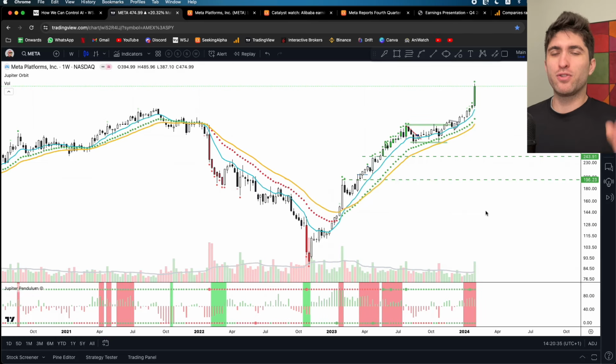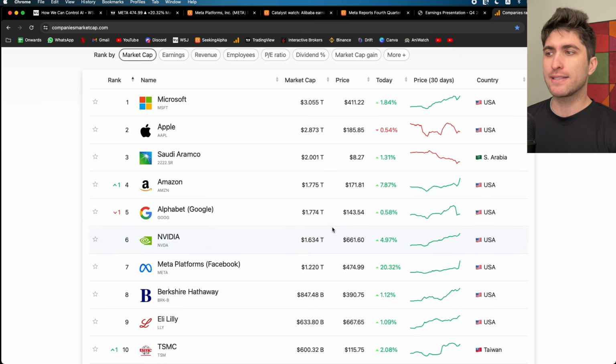Platforms has added $200 billion to its market cap in just one day, guys. You can see here we're the seventh most valuable company in the world at 1.2 trillion, up over 20% on Friday. Means we were just at 1 trillion ish flat on Friday. Now 1.2 trillion, and we made that 20%. It's $200 billion added to the market cap.